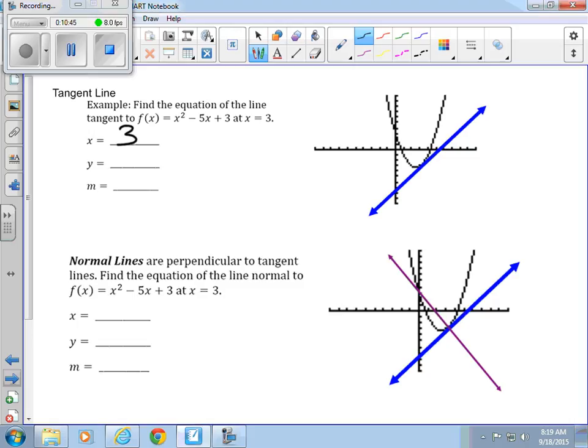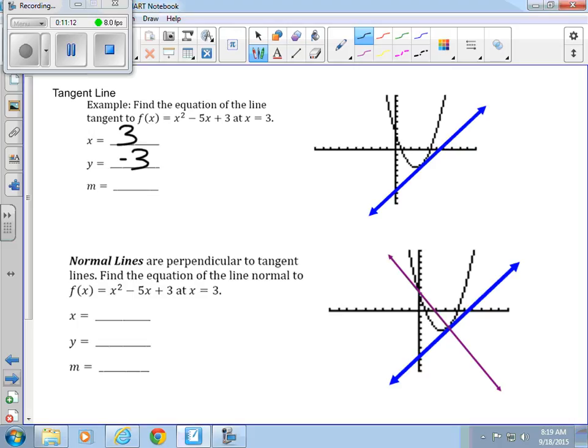If I have an x value, how do I find a y value? You plug it in, right? Put it into the equation. 3 squared is 9, 9 minus 15 is negative 6. Plus 3 is negative 3. I should check my math. Any questions about that so far?